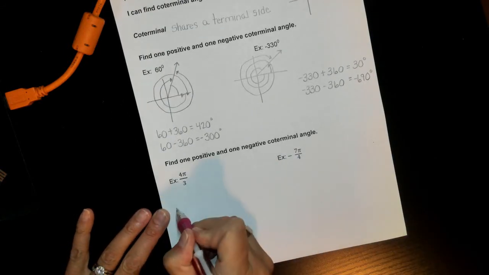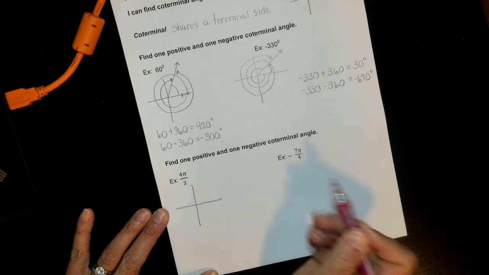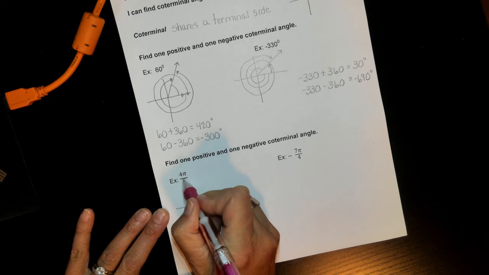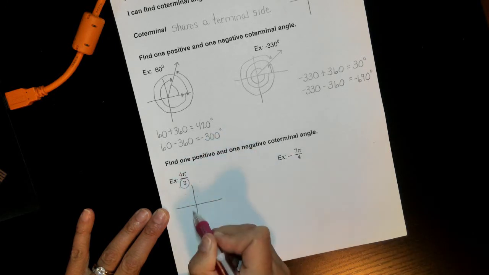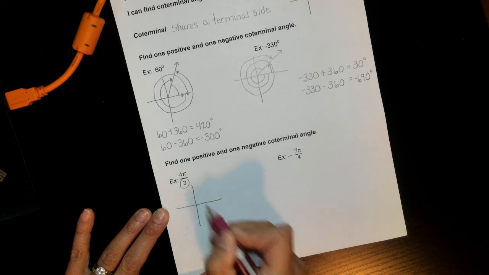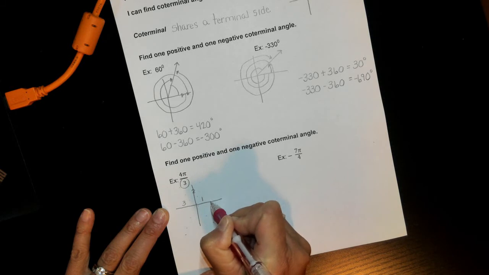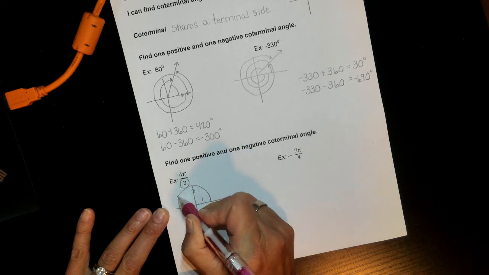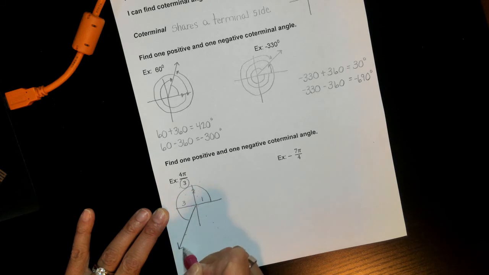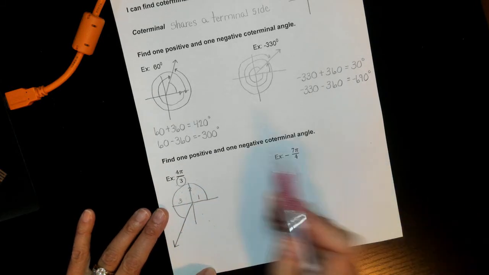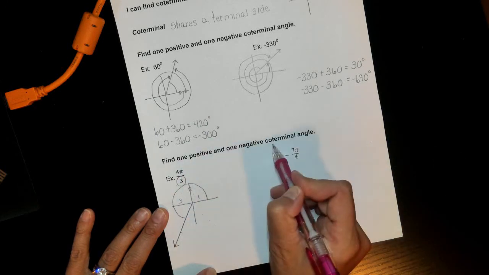Now we are moving on to radians. 4 pi over 3. 4 pi over 3 is, if you remember, the number on the bottom breaks your top and bottom into thirds. So I have 1/3, I have 2/3, I have 3/3. If I start here and I go around, I stop right there. That is positive 4/3.